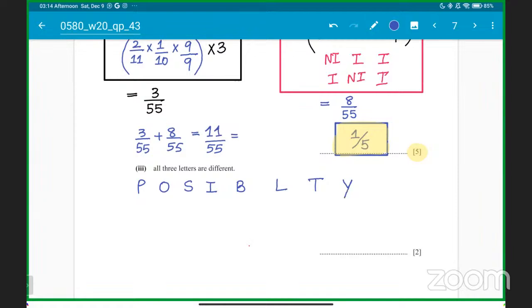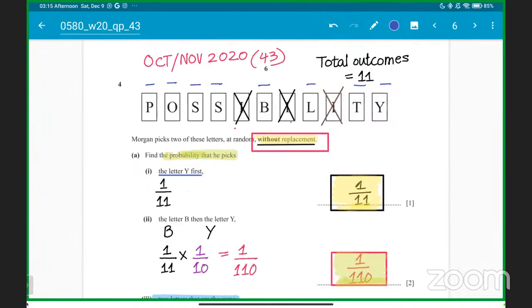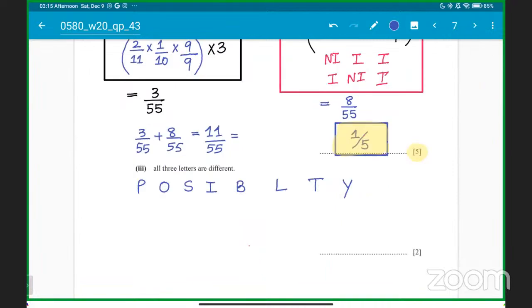Getting it? Everyone following with me? Yes, sir. See if everyone is getting it. Is everyone following, guys? Clear? Yes, sir.